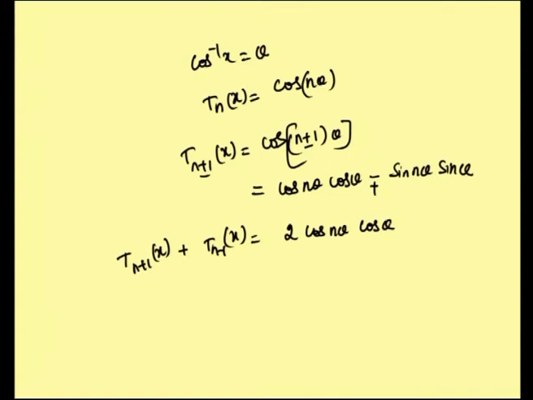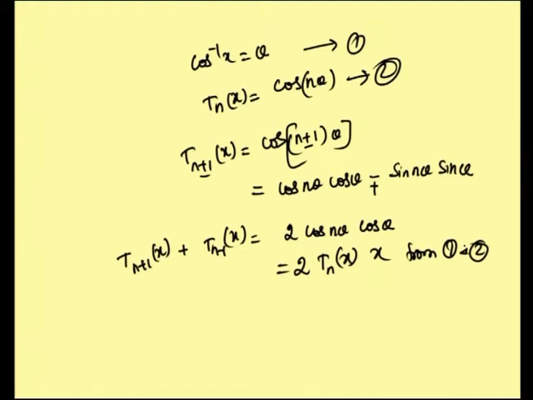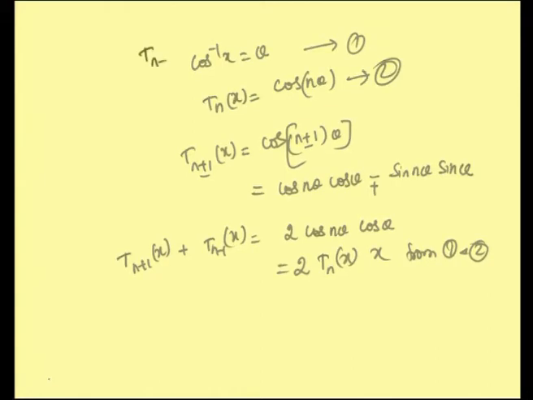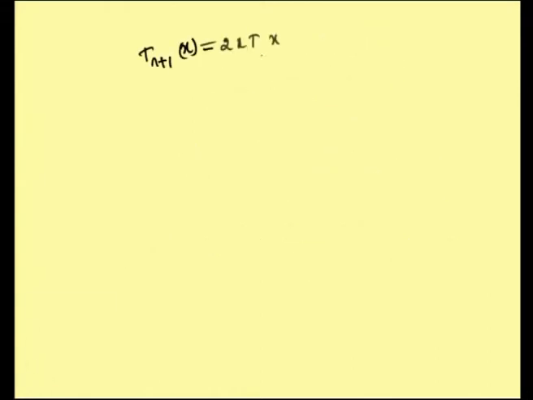And this is equal to 2 into cos n theta, which is T n of x, and cos theta is x, from equations 1 and 2. So we have an equation in terms of T n plus 1 and T n minus 1. T n plus 1 of x is equal to 2x T n of x minus T n minus 1 of x, where n is greater than or equal to 1.